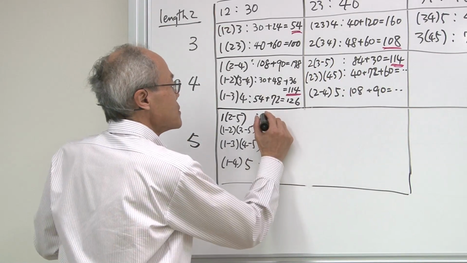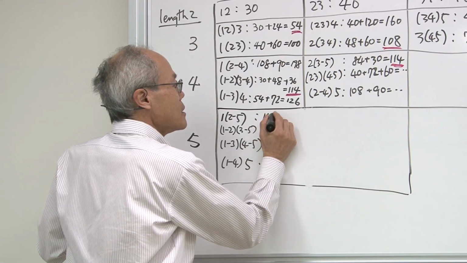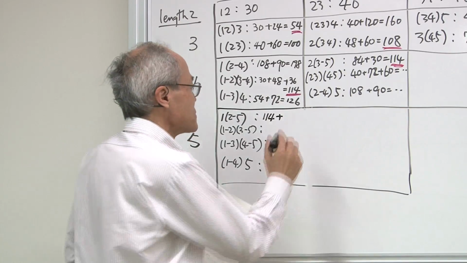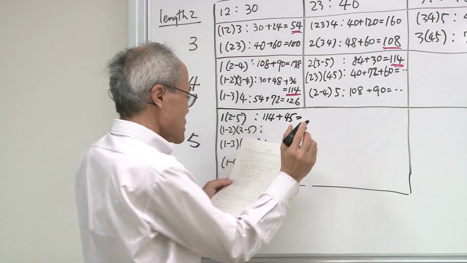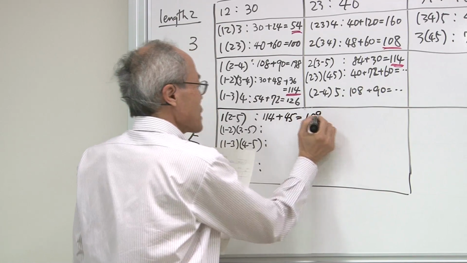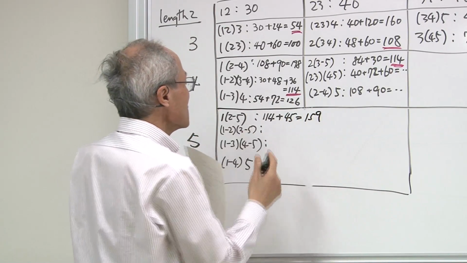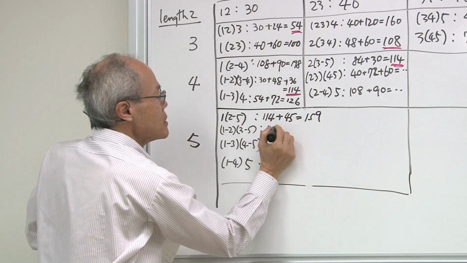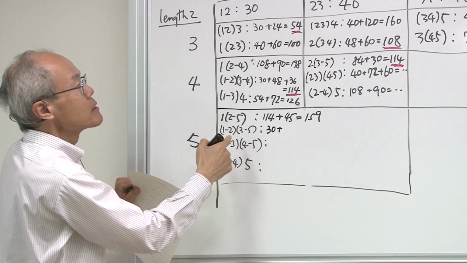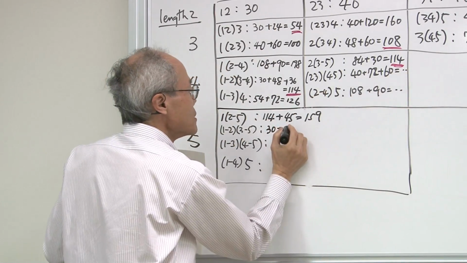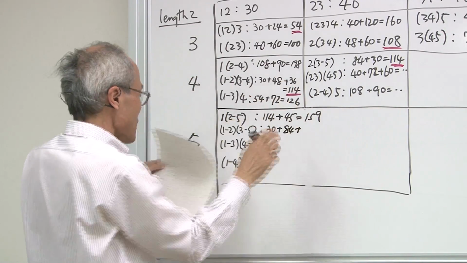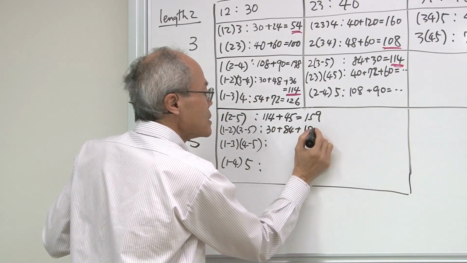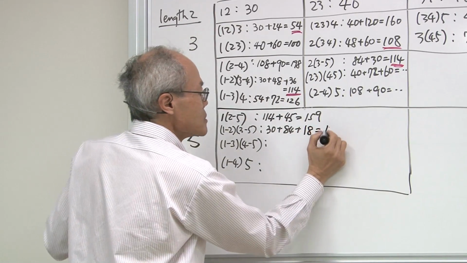So 114 plus, I don't know, 45 is equal to 159. Again, here, in order to multiply 1 and 2, we have the answer here. Plus 3 to 5, where? 3 to 5 here, 84. Plus, what? 18 is equal to 132.